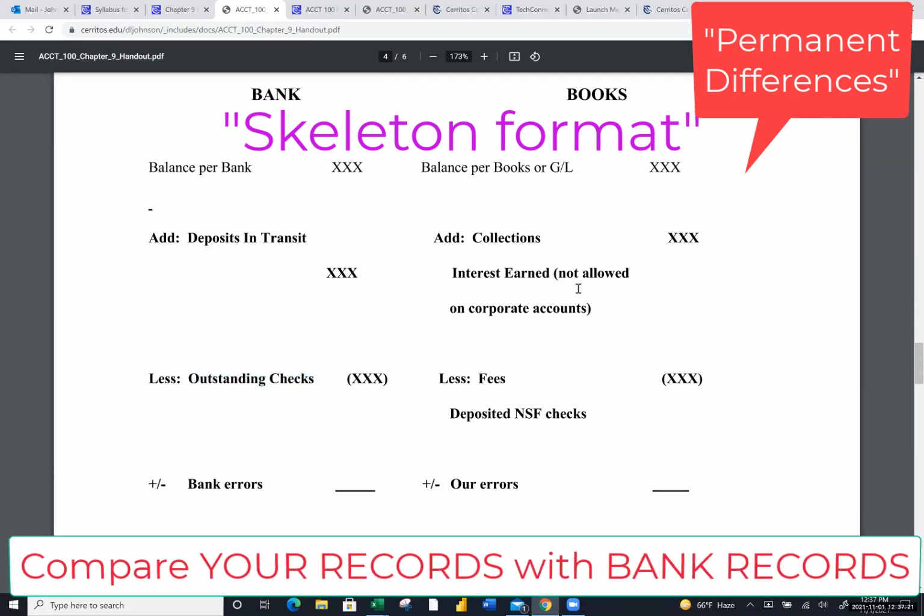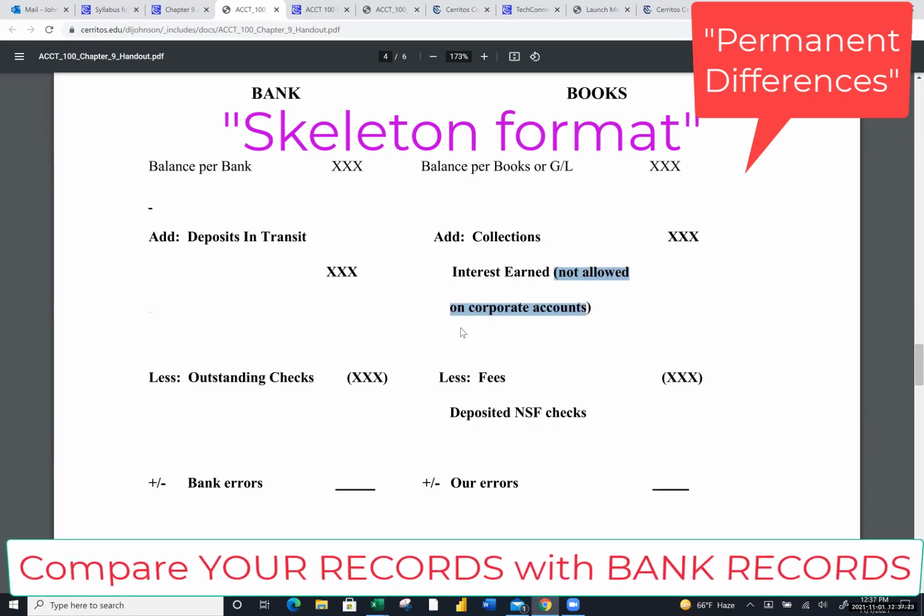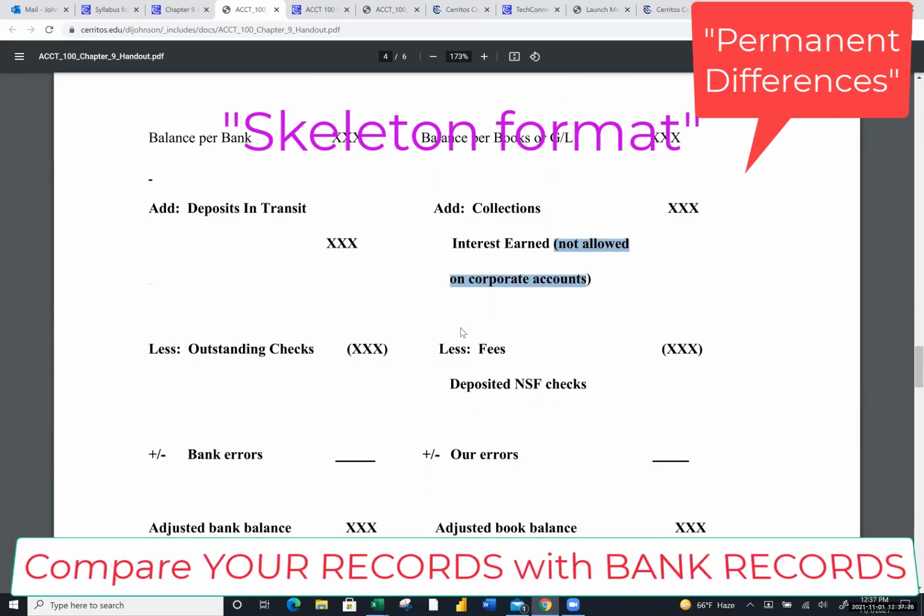And by the way, they since have allowed interest on corporate accounts. You can ignore that. I forgot to take that sentence out.